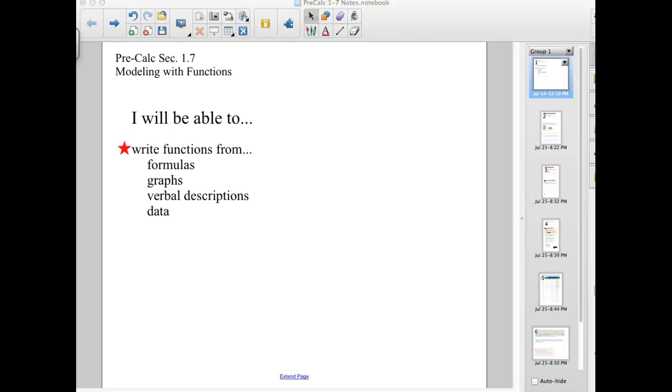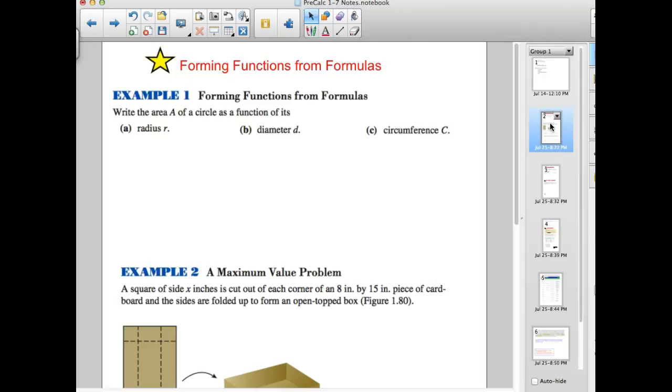All right. So we're looking at functions and modeling them based on formulas, graphs, verbal descriptions, and data. We've been talking about what makes something a function, vertical line test, all that stuff, right? So today is focused more on can we write those functions. All right, the first one says we're going to form functions from a formula.